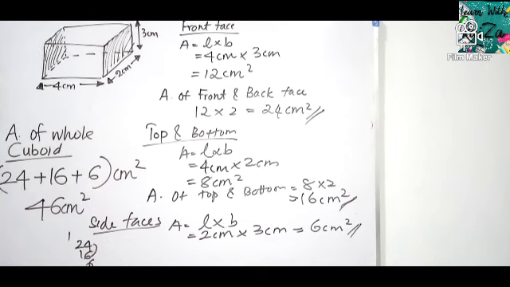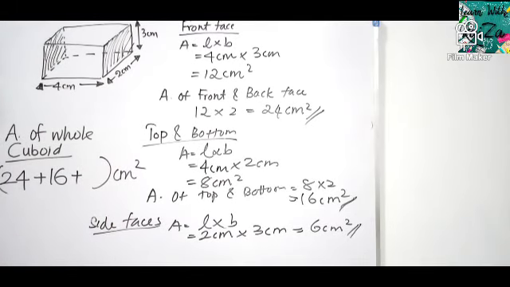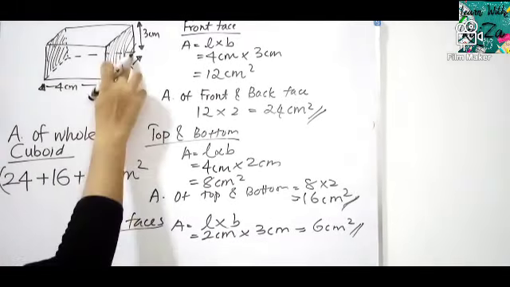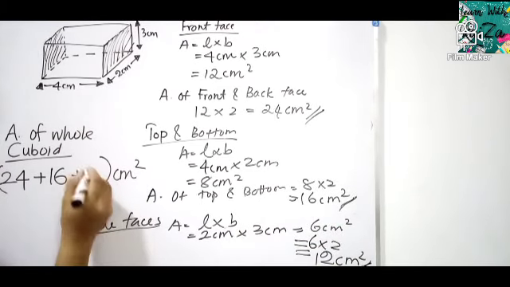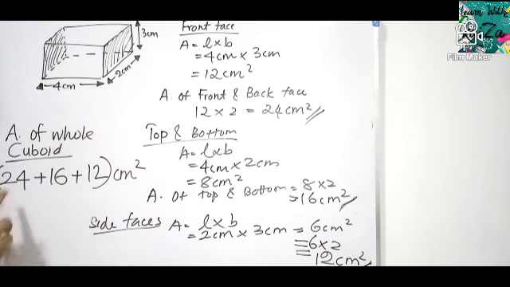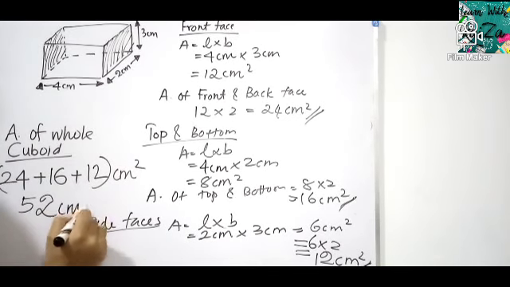Oh no, I have forgotten one thing. Did you notice that? This part is wrong. Why is that? I have taken here side faces. How many side faces? 2. You have to multiply this value by 2 to get the total side faces area. 12 square centimeter. I'm sorry, here 12. Okay, now what is the answer? 24 plus 16 plus 12. Yes, it is 52 square centimeter.